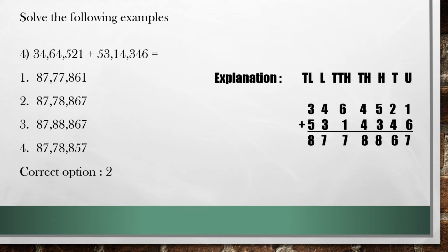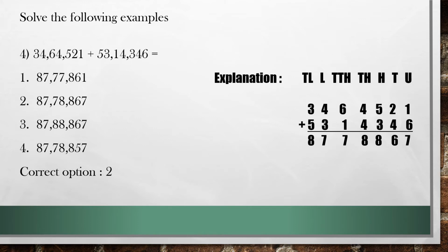After adding them, 6 plus 1 is 7, 2 plus 4 is 6, 5 plus 3 is 8, 4 plus 4 is 8, 6 plus 1 is 7, 4 plus 3 is 7, and 3 plus 5 is 8. Okay, so 87 lakh 78,867. Okay, so out of the four options, which option has this number?